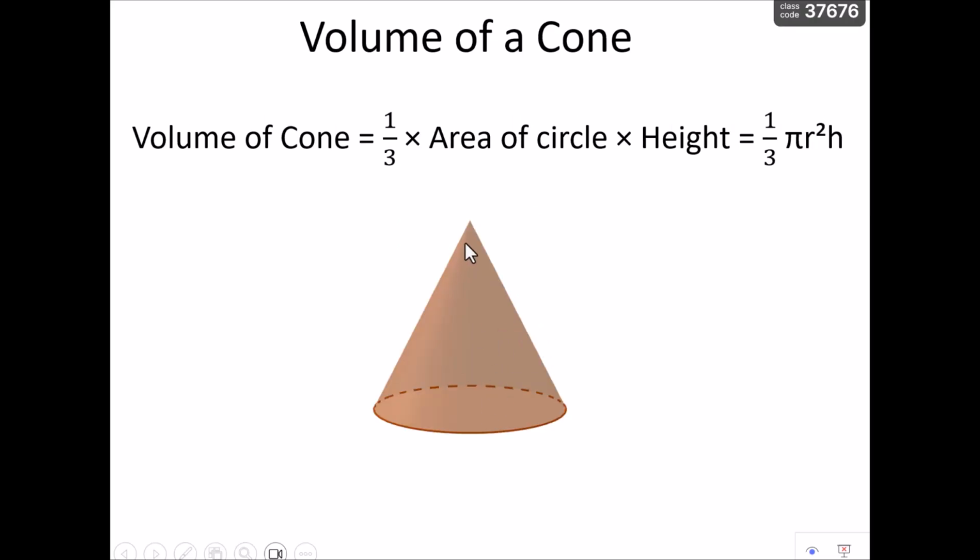The same thing with a cone. The height of a cone is from this tip down to the center. So this is the height of the cone. Then the radius of the cone is from here down to the circumference. This is the radius. For cone, make sure you know the area of the base, which is a circle, pi r squared. Then multiply it by 1 over 3. So 1 over 3 times area of circle times height. That is how you get the volume of a cone.